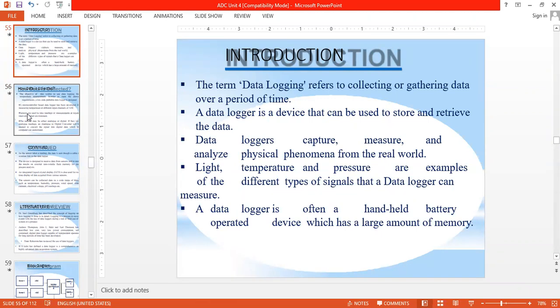Okay, this is the data logging concept. Data logging refers to collecting or gathering data over a period of time. The data logger is a device that can be used to store and retrieve the data. Data loggers capture, measure, and analyze physical phenomena from the real world. Light, temperature, and pressure are examples of the different types of signals that a data logger can measure. The data logger is often a handheld, battery operated device which has a large amount of memory.